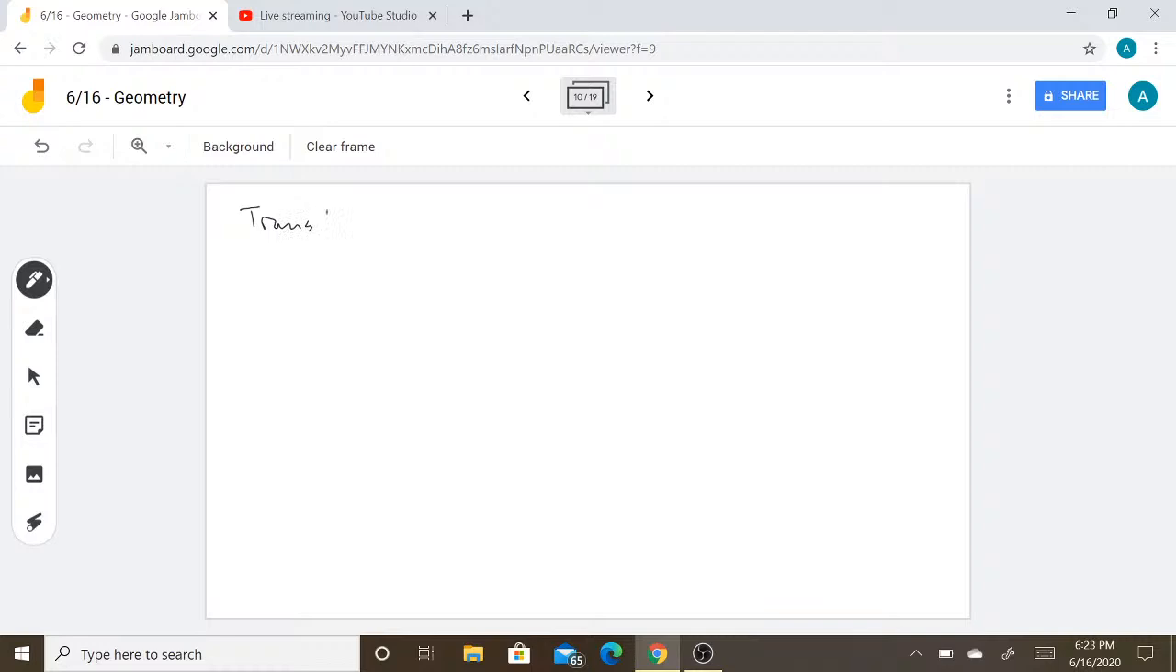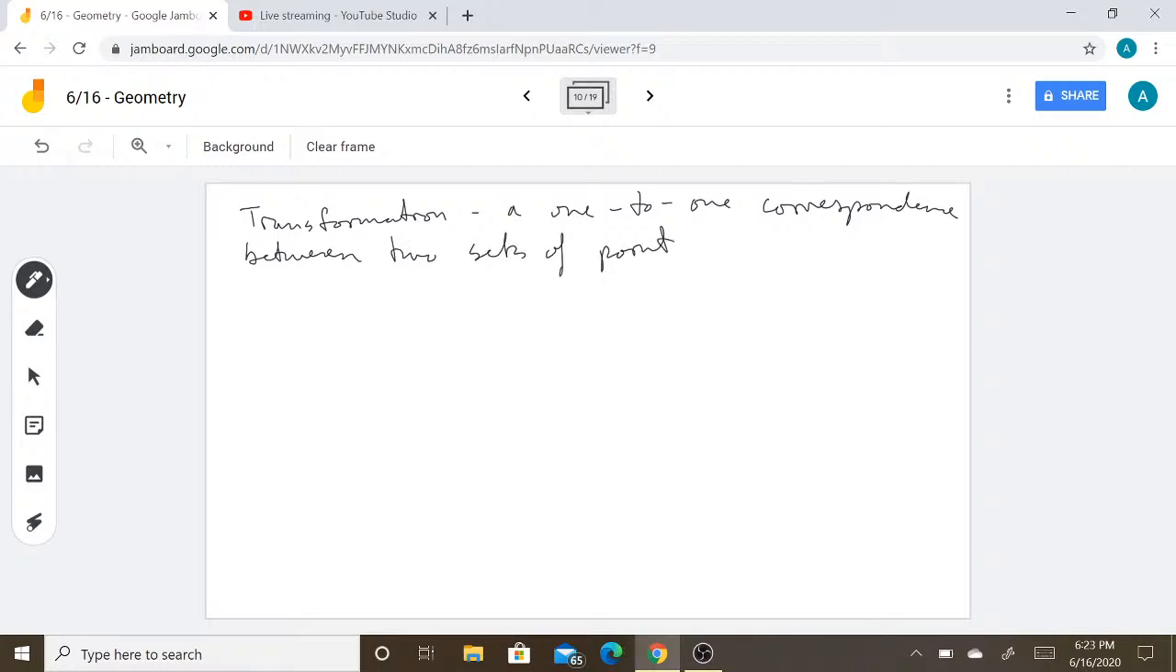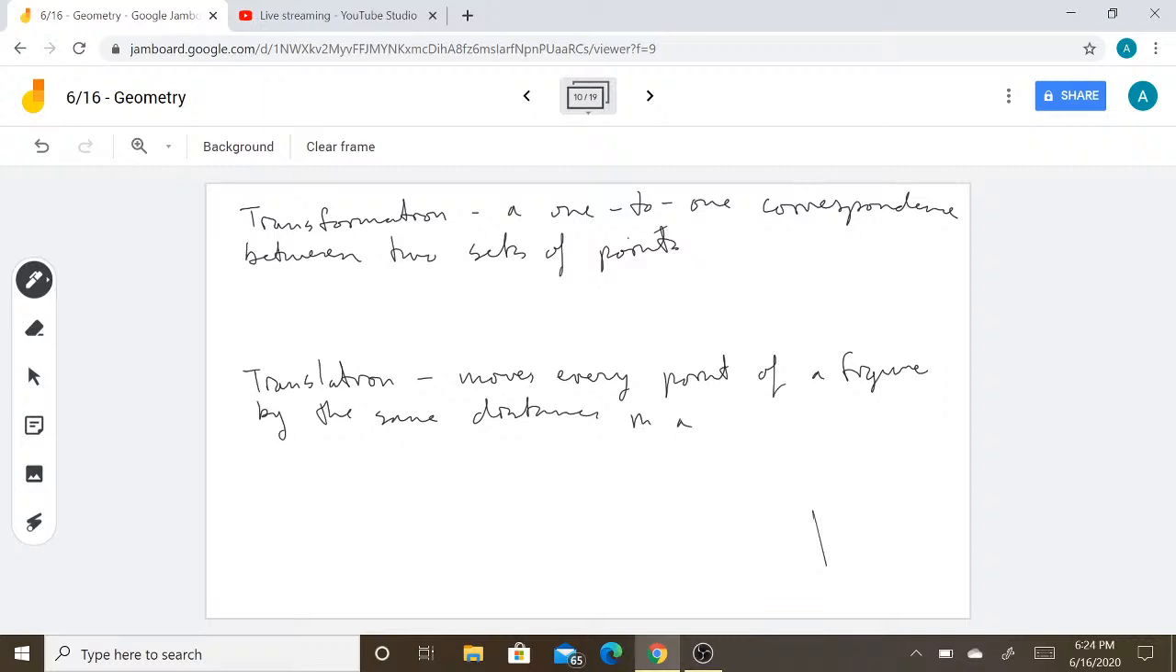So a transformation is a one-to-one correspondence between two sets of points. And a translation, which is a type of transformation, moves every point of a figure, which is on a coordinate plane, by the same distance in a given direction.